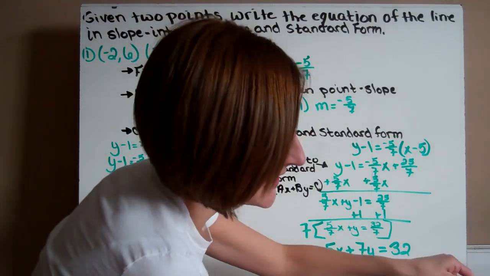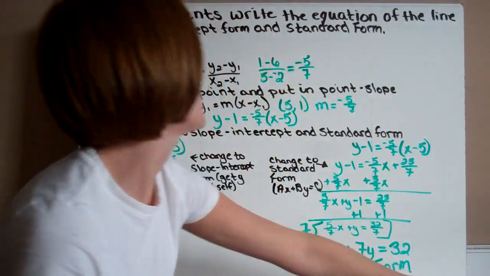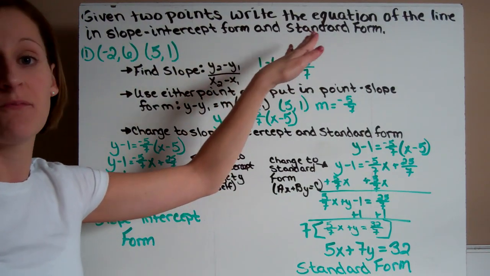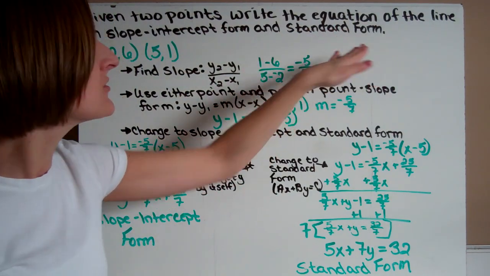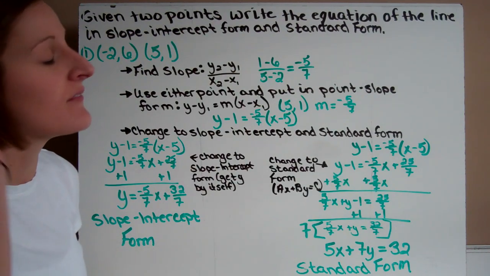Now we're going to say, if we're given 2 points on the line, I want to write it in slope intercept form and standard form. So, you're doing the same thing as you would if you were given a graph.